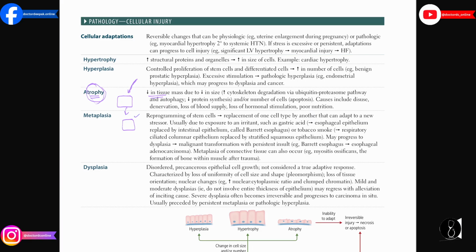As I already mentioned in the previous class, there are two mechanisms through which the tissue mass is decreased.